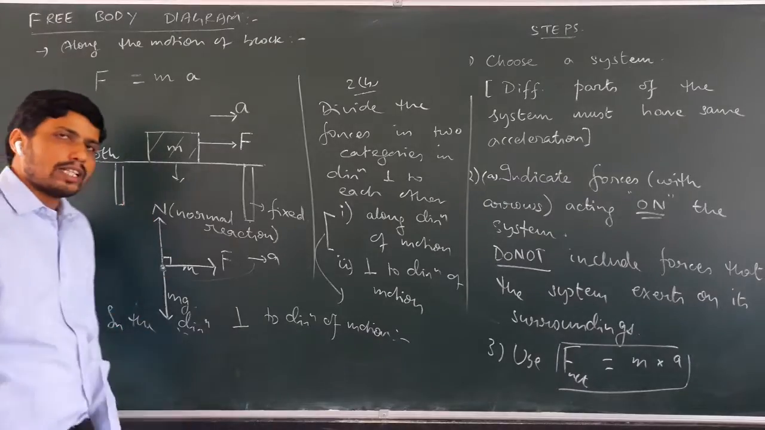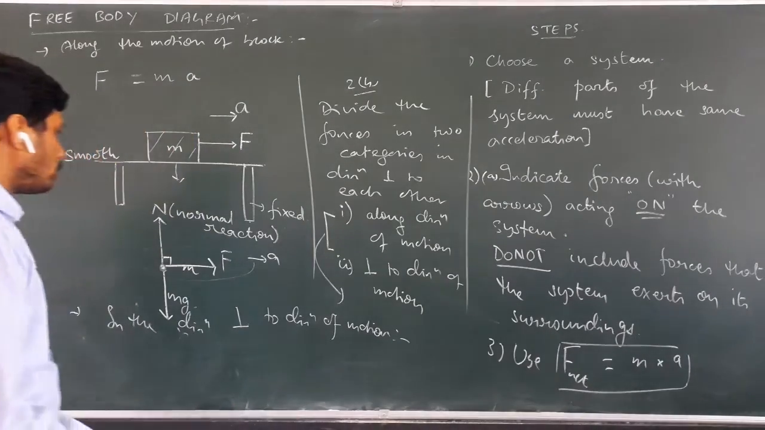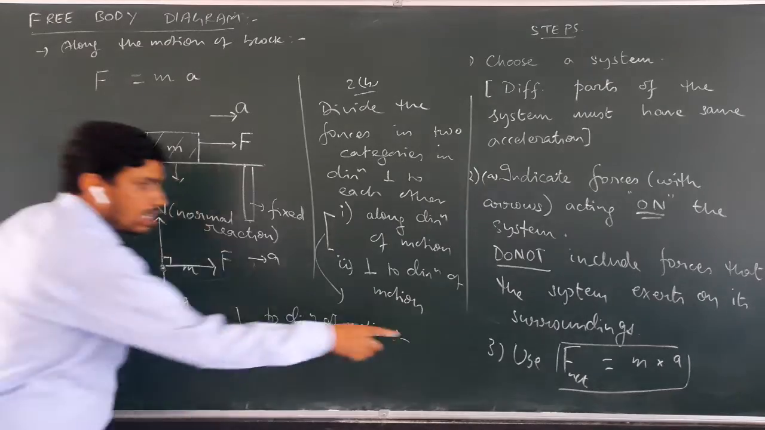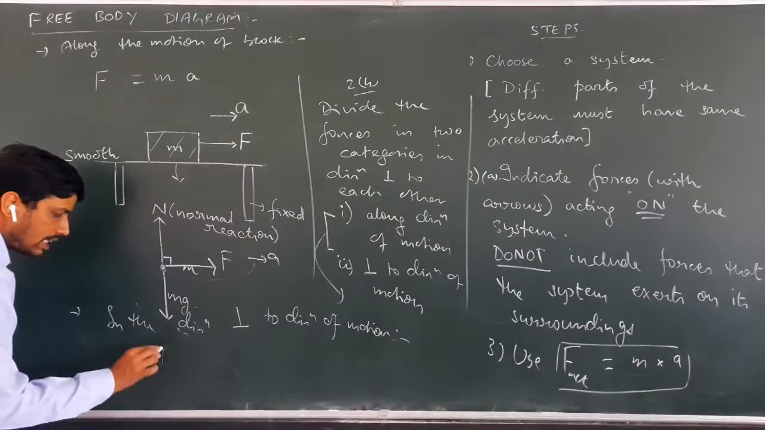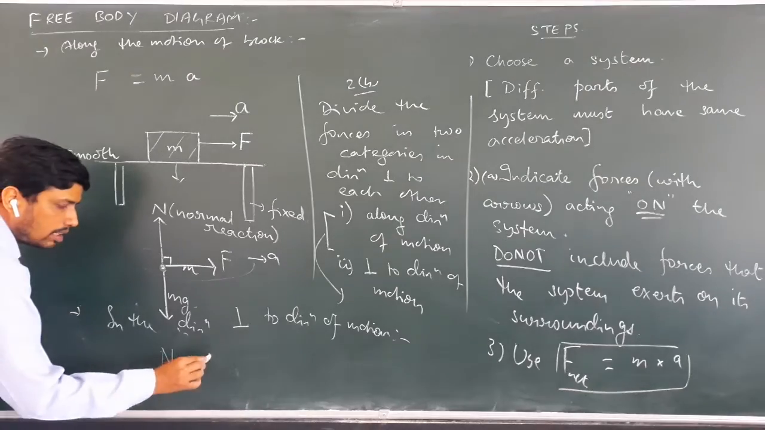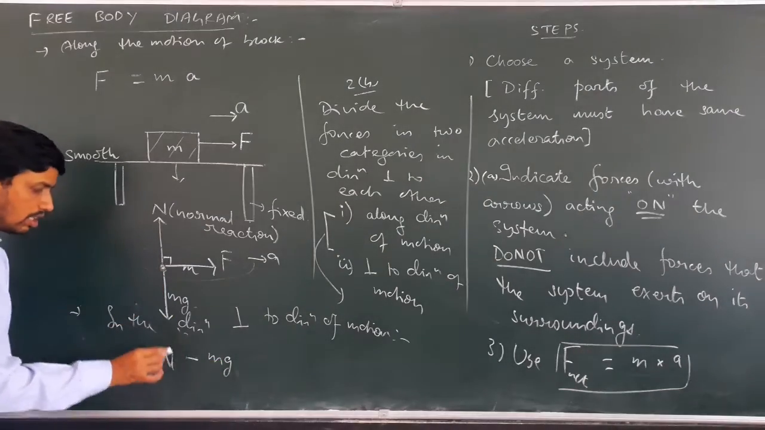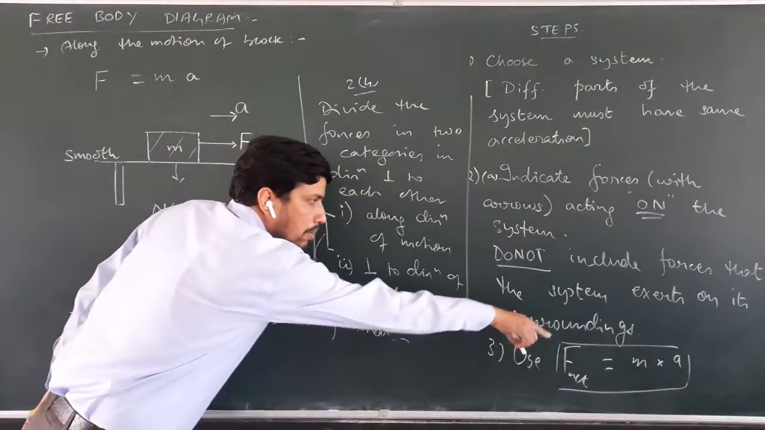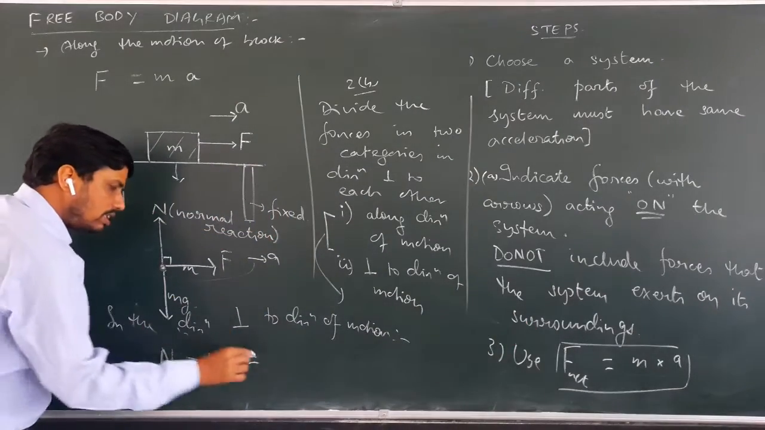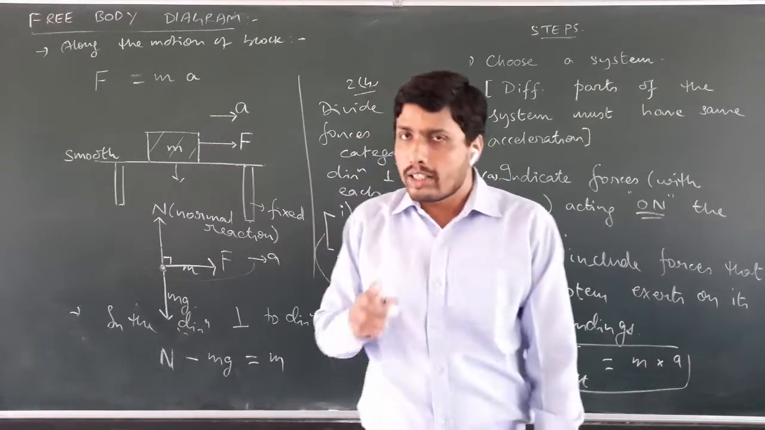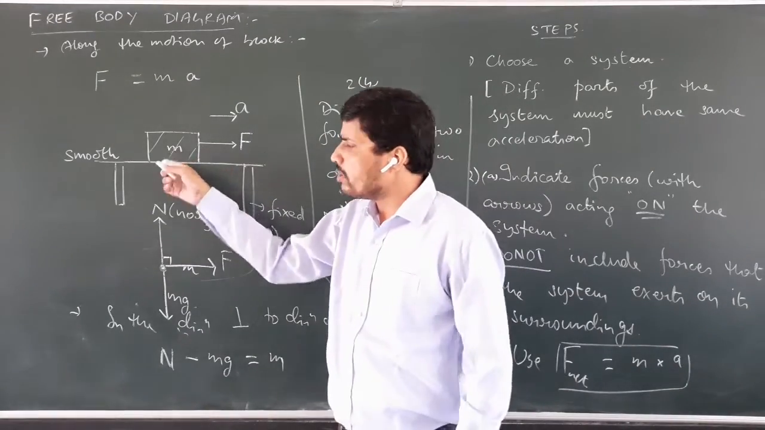Since they are in opposite directions, the total force should be N minus mg or mg minus N. So the net force, F net, I'll write as N minus mg. Why did I write minus? Because they are in opposite directions. So total force is equal to mass. What is the mass of the body? Same m, into acceleration.